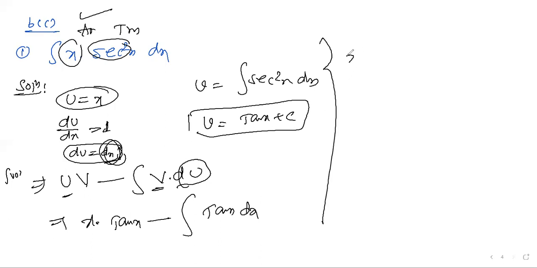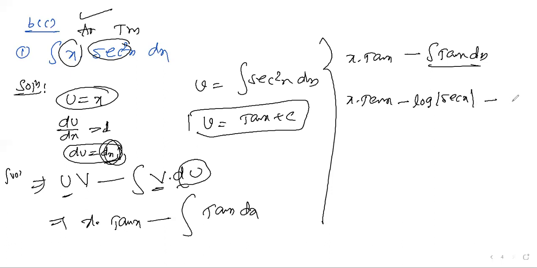Next, continuation: x tan x. Then we have an integration again: integration of tan x into dx. You have to continue because you need to remove the integration. What's the integration of tan x? Log of secant x. If you don't know the formula, please look into the formula and come back. So everything is over. This is the final answer.